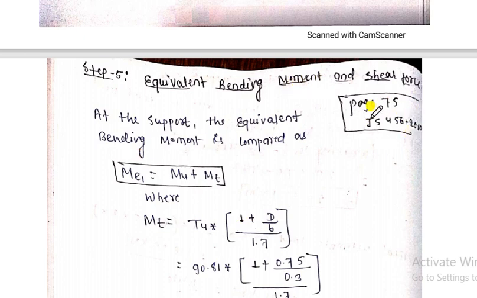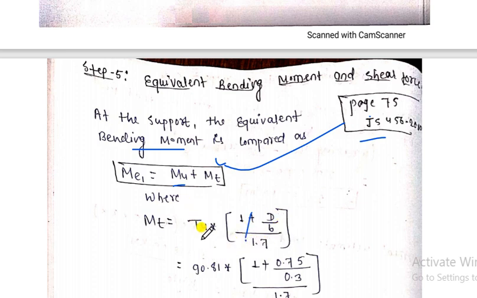This formula is given on page number 75 of the IS 456 code book. If you go to page number 75, you will find all these formulas. So at the supports, the equivalent bending moment is computed as ME1 equal to MU plus MT, means the design moment plus the moment due to torsion. So let's calculate MT, right? So MT equal to TU into 1 plus D by B, divided by 1.7.